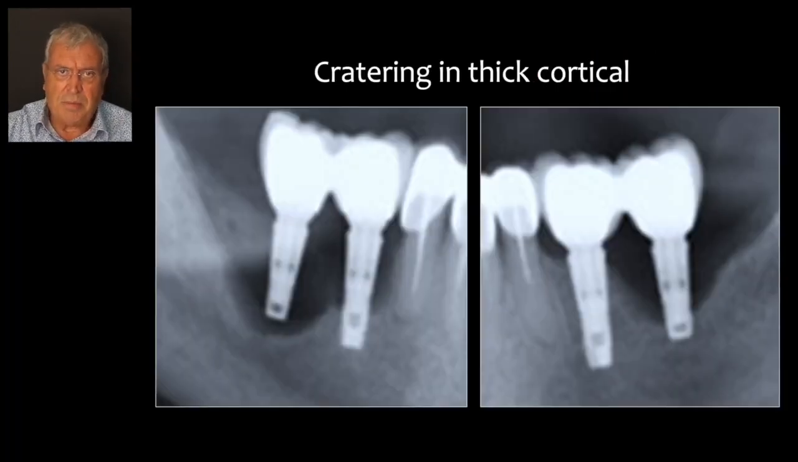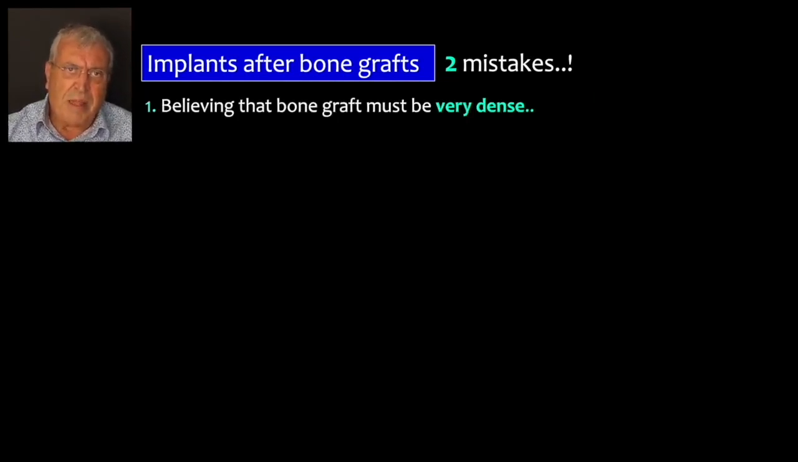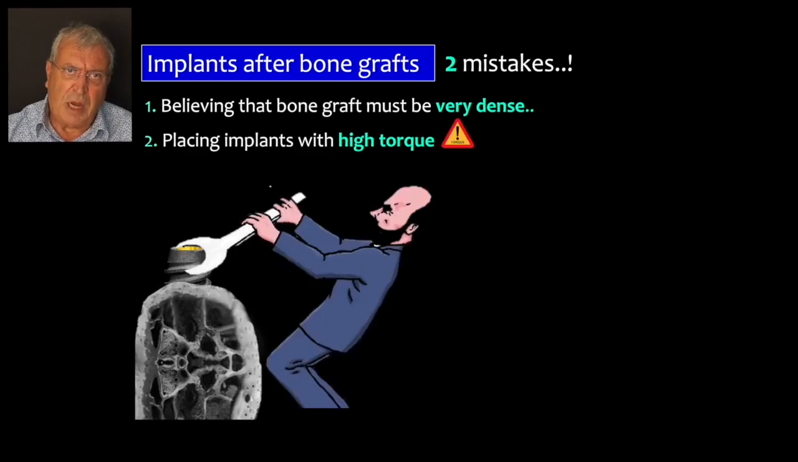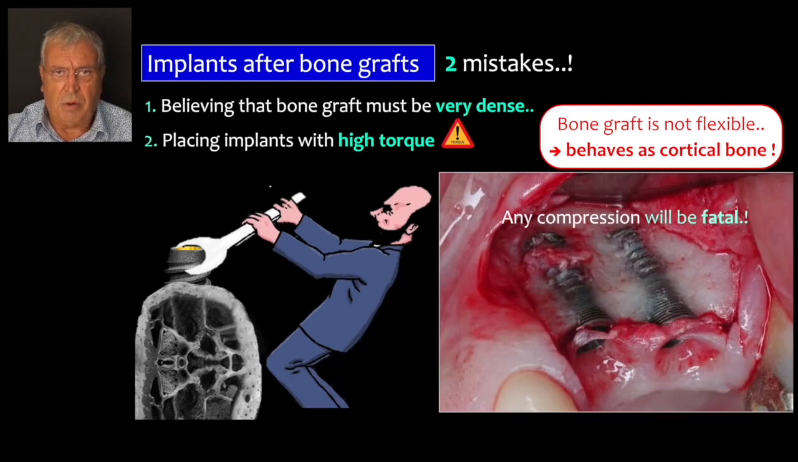This is an example. When we place the implant into the bone graft, we often make two mistakes. We believe that bone graft must be very dense. And then we place our implant with high torque because we want to achieve high stability. But from a biological point of view, bone graft is not flexible. Then it behaves as cortical bone. Any pressure will be fatal to the graft.